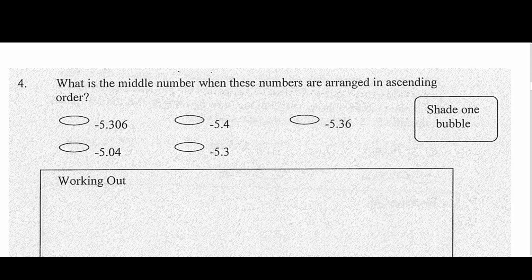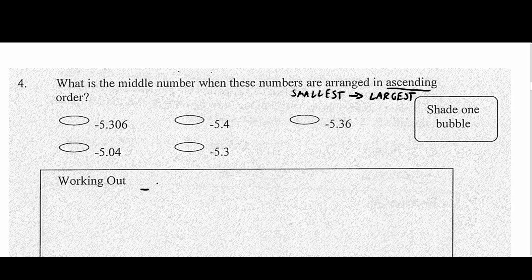What is the middle number when these numbers are arranged in ascending order? Okay, ascending means from smallest to largest. Okay, so let's work it out. Now, the smallest number here is -5.4.